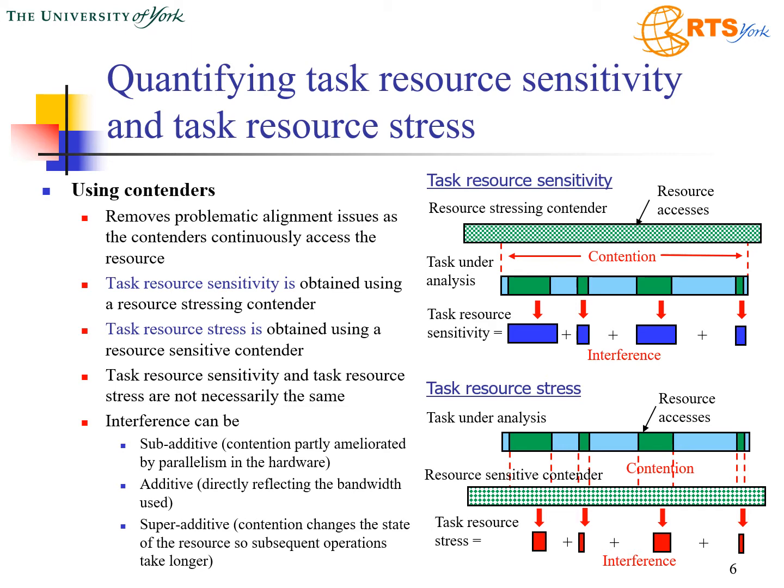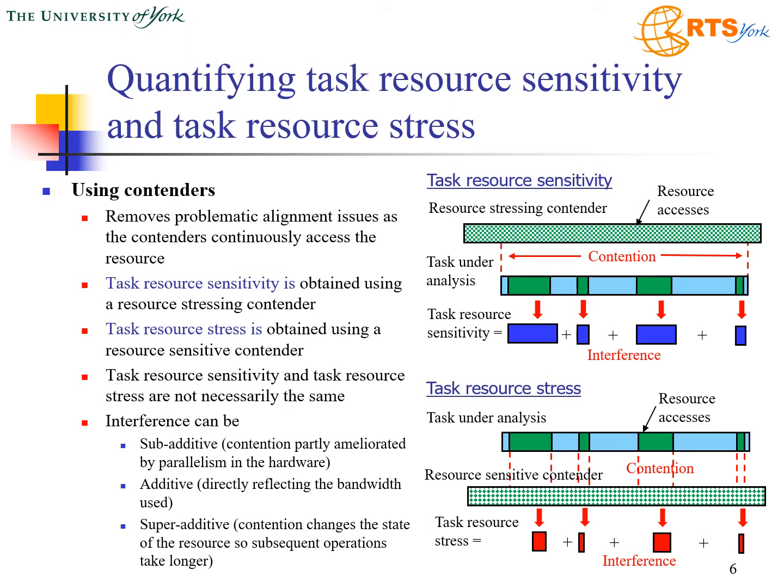Looking at the diagram at the bottom of the slide, we can characterize the task resource stress by running the task in parallel with a resource sensitive contender. Here, any contention from the task will also be felt by the resource sensitive contender, which is continually making accesses to the resource. And this allows us to characterize the task resource stress, which is equivalent to the interference, the increase in execution time of the resource sensitive contender.